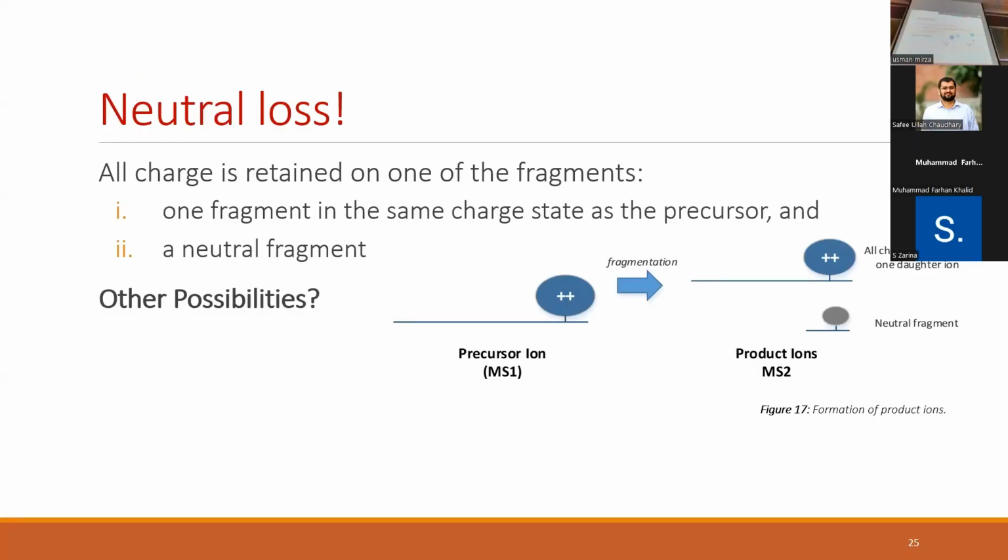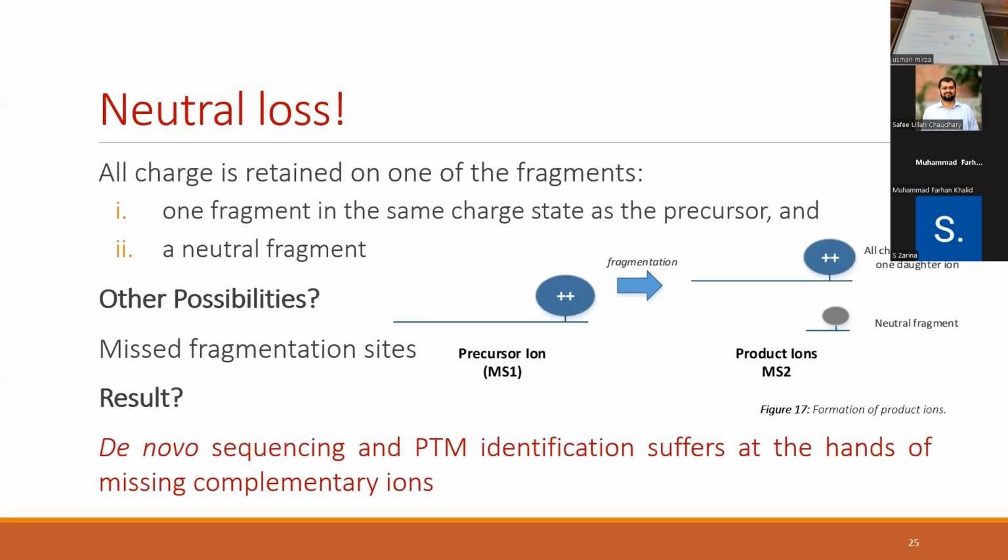Talking about neutral losses, this is the precursor ion which has two charges. One of the daughter ions formed retains all of the charge, and the other one is not reported due to lack of charge. This is referred to as neutral loss, and other possibilities could be missed fragmentation sites. As a result of neutral losses, algorithms which depend entirely on fragment ion information suffer due to missing complementary ions.